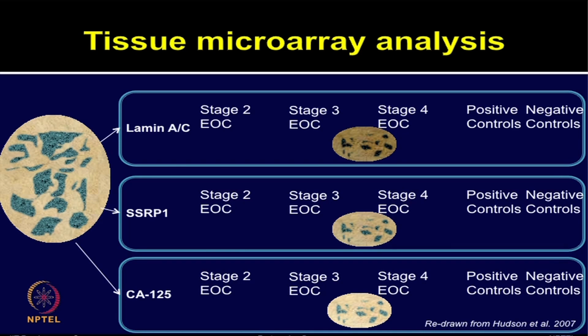These results are shown in the slide, which is redrawn from the results presented in the manuscript. Lamin A and C are shown in the top panel, SSRP1 in the middle panel and cancer antigen 125 in the bottom panel. Overall, this was a very interesting study which revealed that these three candidate tissue markers which were immunostained can produce a very robust signature of ovarian cancer in tissue specimens.